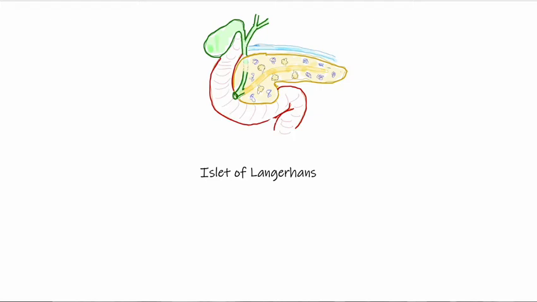But the islets of Langerhans consist of these endocrine cells, two of which we will talk about. One are the beta cells, and these secrete insulin, and the others are alpha cells, and these will secrete glucagon.